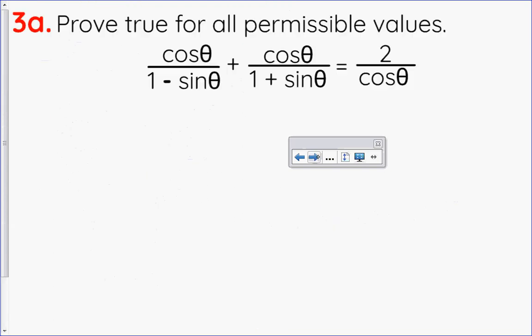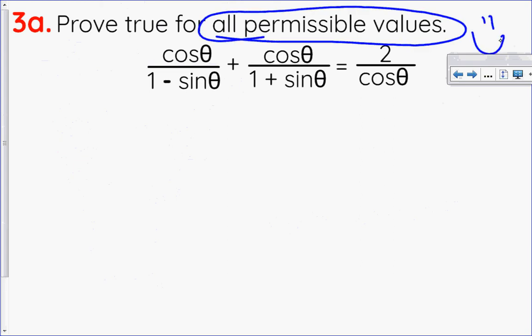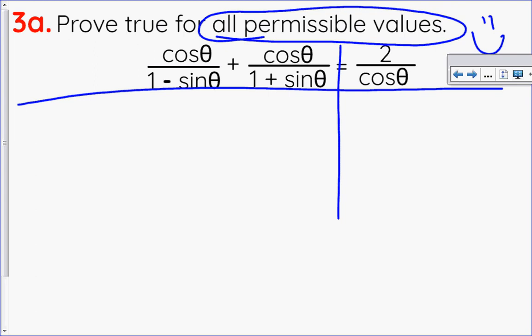So let's get into proving. This one here, I want to prove true for all permissible values. Since I said that, that means we don't have to state any NPVs. If I didn't say that, you would want to state your restrictions. First thing I'm going to do is draw a 2-column proof to separate the left side from the right side, and also to remind myself not to work across the equal sign.